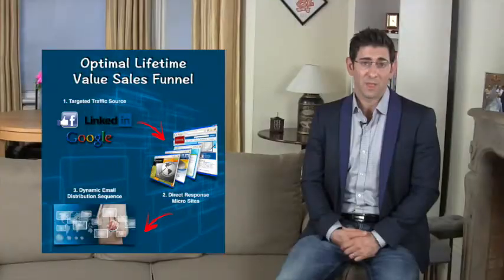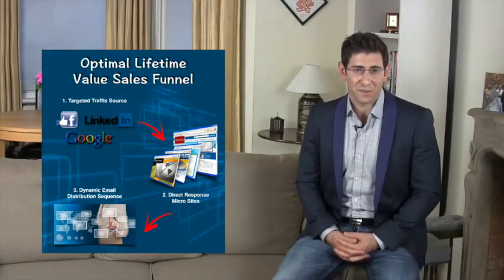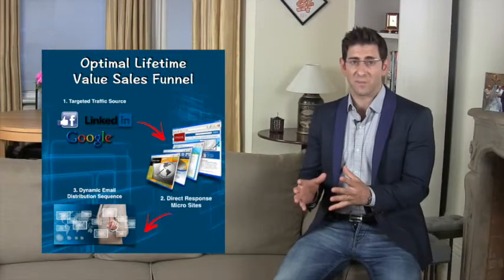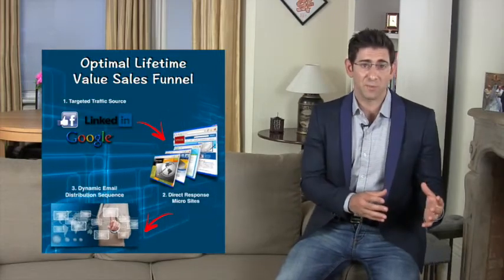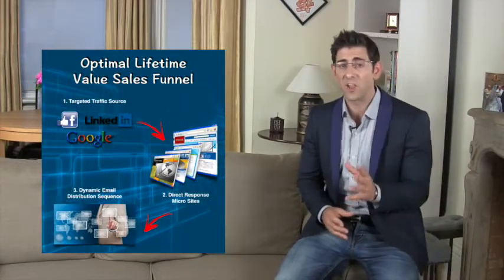But now that you've got your targeted traffic source driving visitors to your direct response microsite with an automated dynamic distribution email sequence in place to follow up with all those high quality leads, how do we get your products and services in front of your target demographic? After all, at the end of the day, it doesn't really matter how great your optimal lifetime value sales funnel is, because if no one sees it, all that hard work is just going to go to waste. So, how do you get your campaign in front of the right people? And how do you do it in the most cost-effective way that converts visitors to leads and leads to buyers?